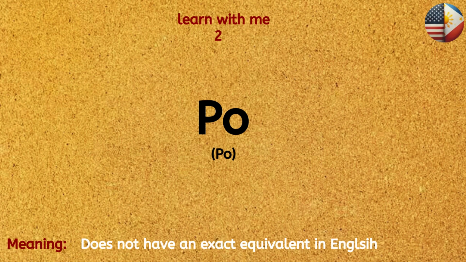And the second one is po. Po. It is a term used to convey respect or politeness, especially when speaking to elders or individuals in authority. It does not have a direct translation, but it serves a similar function to adding sir or ma'am in English, although it's used more broadly and can be added to various types of sentences and not just those addressing someone directly.